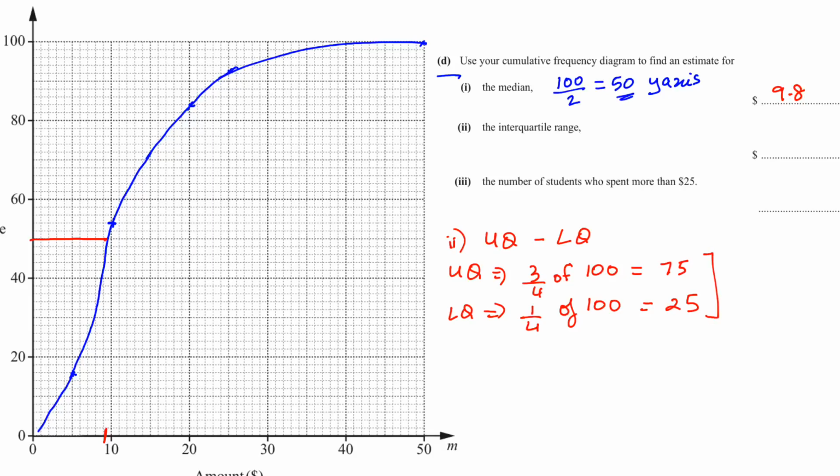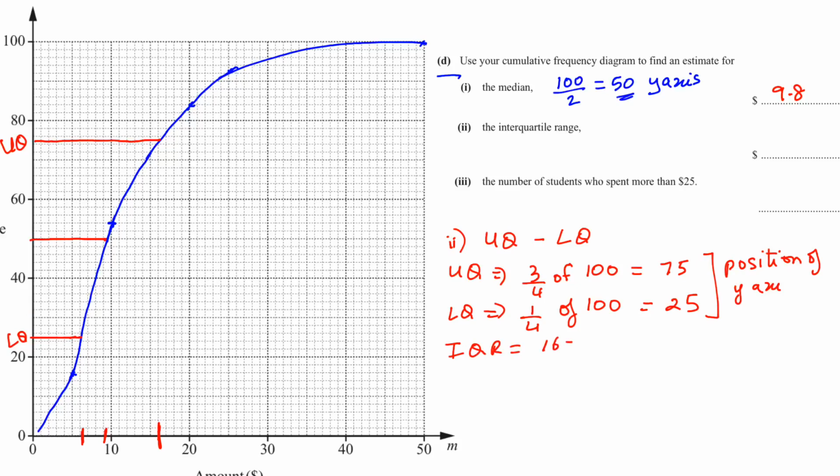Both these are your positions on the y-axis. And you have to find the corresponding x value. I have marked the lower quartile and the upper quartile here. This is your lower quartile at 25 and this is your upper quartile at 75. The corresponding x value we get here is 6 and the corresponding x value we get here is 16. Therefore, interquartile range is going to be 16 minus 6, which is 10. If you have the answer between the range of 8.5 to 11.5, it will be marked right.